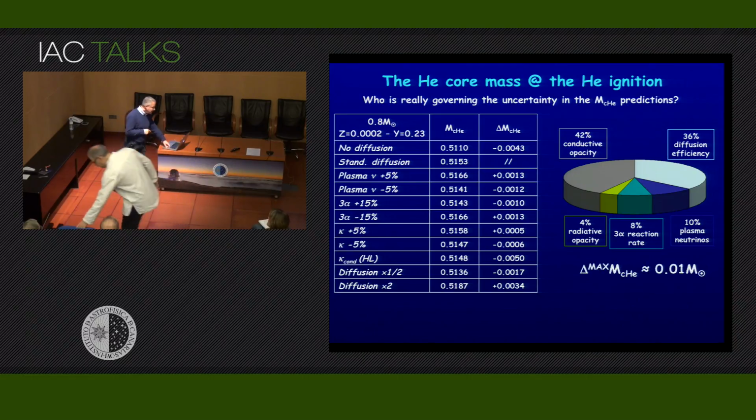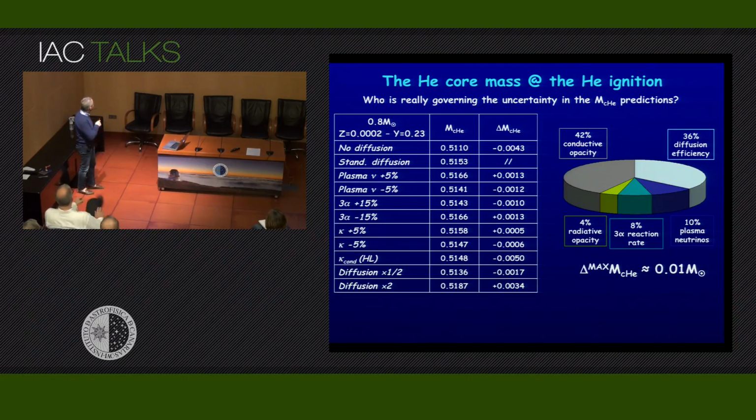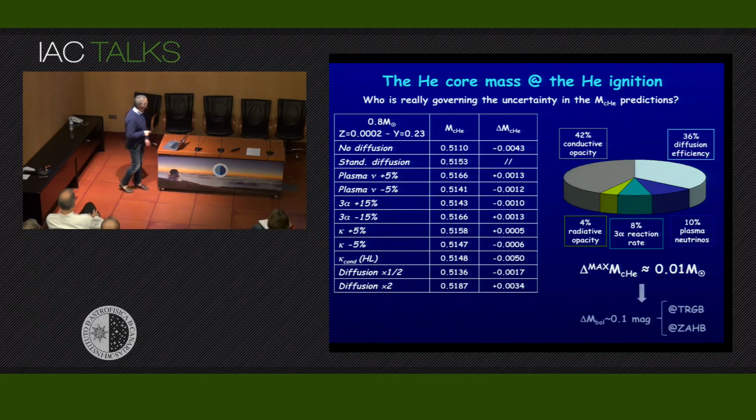When you combine all together the uncertainty associated with the different physical inputs that we need to use for cooking stellar models, we can obtain a maximum change in the helium core mass of the order of 0.01 solar mass. That could appear a small amount, but it is really huge, because a change of this order of magnitude in the helium core mass translates into a change of 0.1 magnitude in the brightness of the tip of the giant branch and of the luminosity of the zero-age horizontal branch.